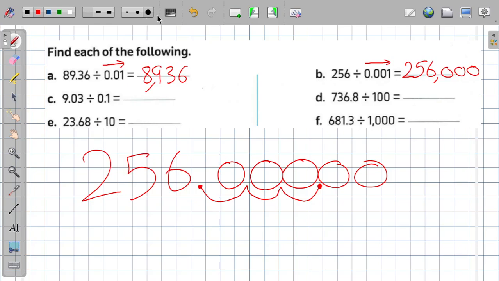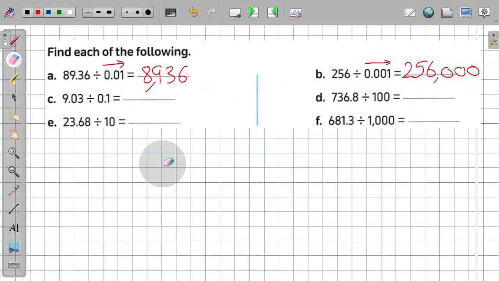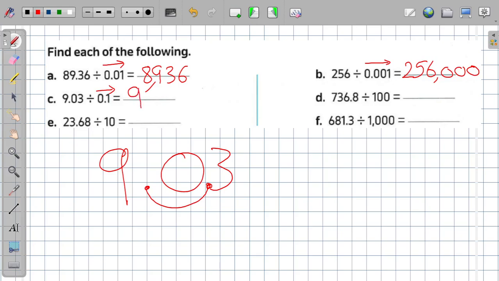Okay. Next I have 9.03. Okay. And I wanted to divide it by 0.1. So I will move the decimal point to the right. So I have 9.03. So I will move the decimal point 1 place to the right. So the result will be 90.3.